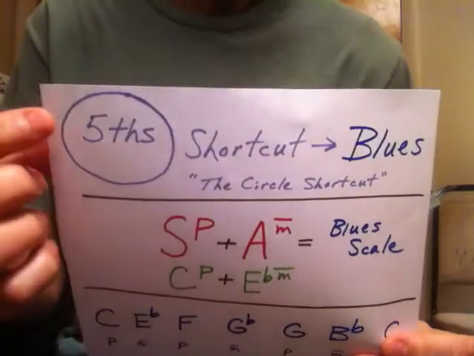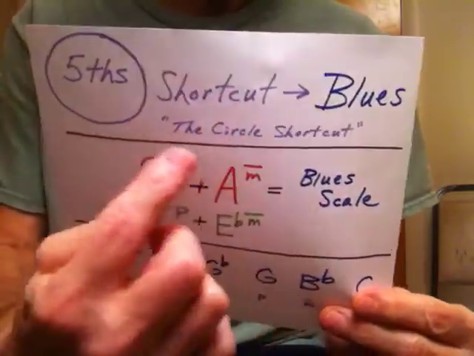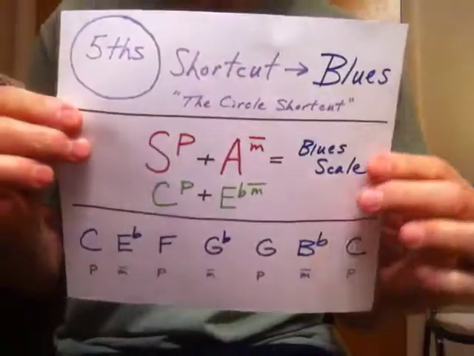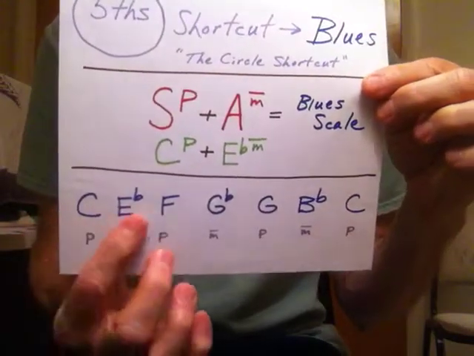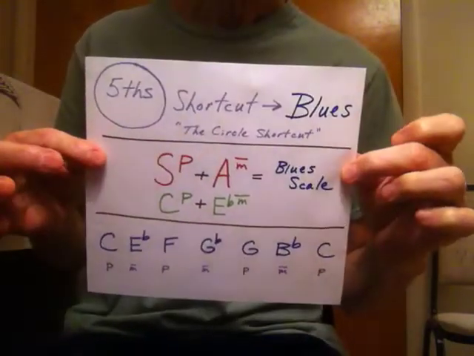It's very useful for what I call the circle of fifths shortcut to the blues. It's called the circle shortcut. I talked about that. You get your blues scale quick and easy, right? You can go back and review that.